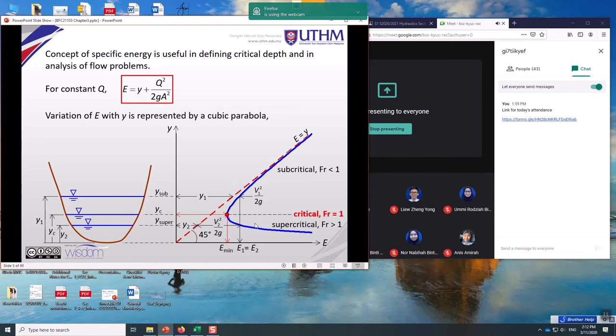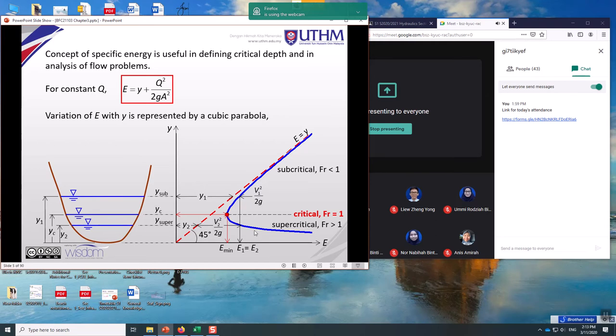Now, look at the graph. You have this thick blue line right there, and you also have this dashed red line, where this dashed red line is E equals to Y. That means if you draw the graph when the scale of E and Y are the same, you can plot E and Y at exactly 45 degrees. But if the scale of E and Y is different, you won't get 45, but you can still draw a line E equals to Y, at a different angle.